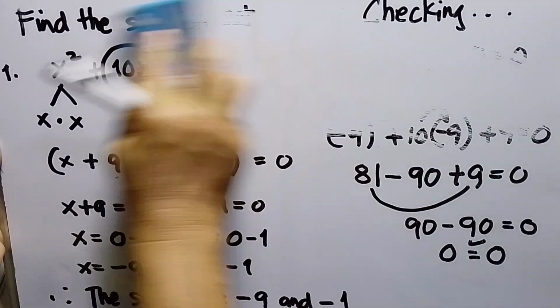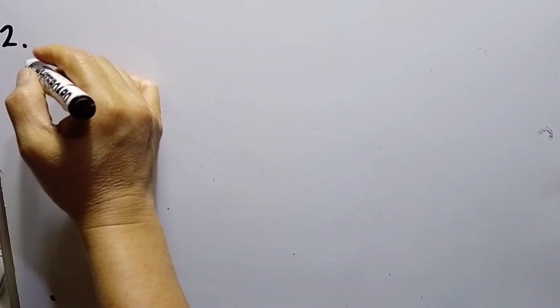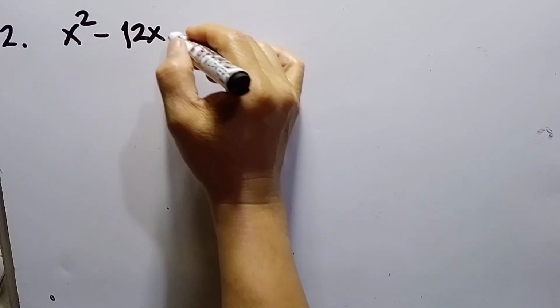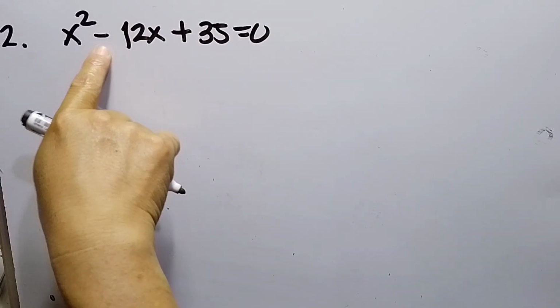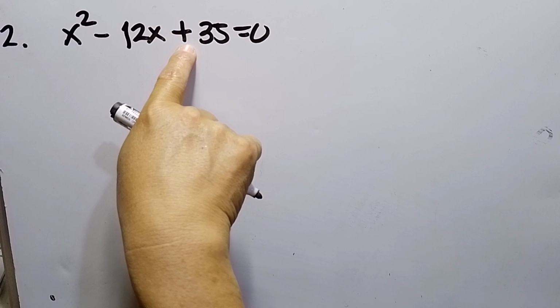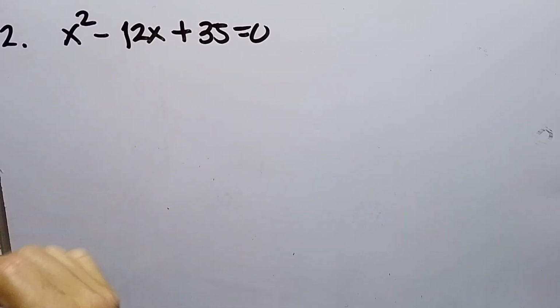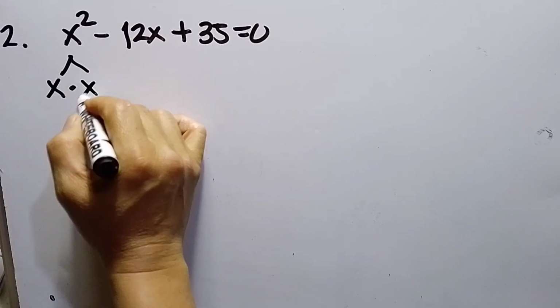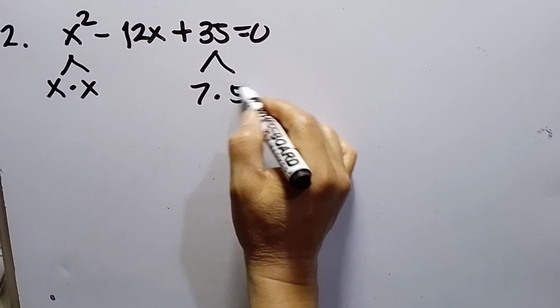Now let's proceed to number 2. Number 2 is x squared minus 12x plus 35 is equal to 0. So take note, the middle term is having a negative or subtraction, and then my last term is having addition or positive sign. So therefore I have 2 negative. So I need to factor this one first. And then 35 will be 7 and 5.